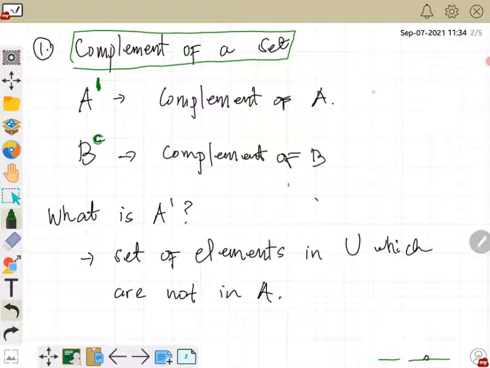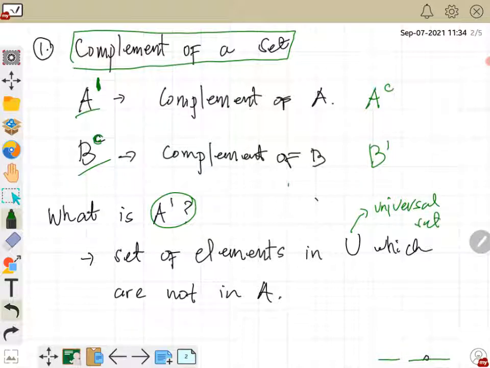So we may write it like that, or we may also write it like this. Different books use different versions. It depends. So what does it mean when you say A complement? A complement is the set of elements that we can find in the universal set. As discussed before, the universal set is the set that contains the other sets under discussion.